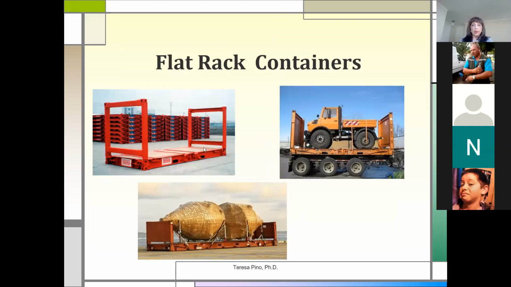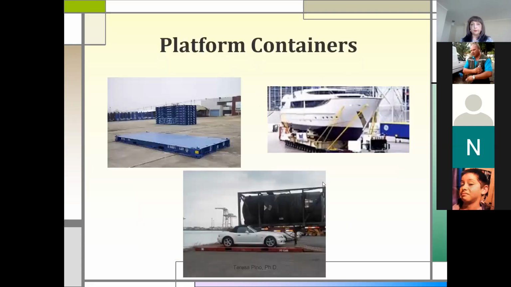And here we have the flat racks. When do we need flat racks? When the merchandise is oversized, okay? When it doesn't fit inside a container, you need a flat rack. And if you notice, the flat rack has endings on both sides. This other one is the platform. It's only the floor. Okay, it's also used for oversized merchandise.